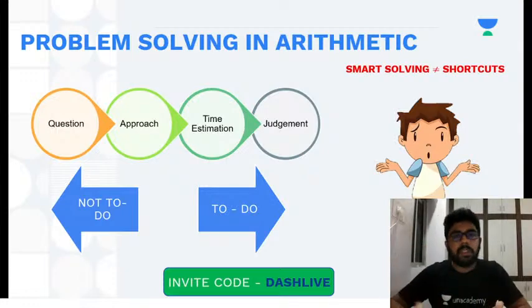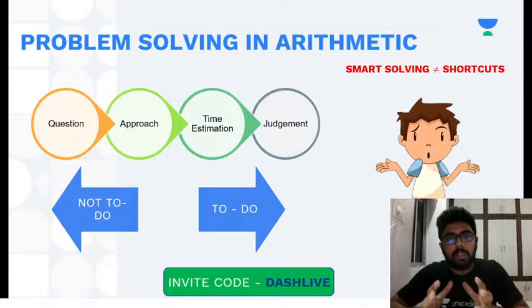Don't randomly jump in and start writing, given this, to find this. This is not an exam where you get step marking. That is not there. You have to get the answer, or you don't. So all these things you have to do in the first 20-30 seconds of reading the question and make that judgment whether I should go ahead and solve this question or not. This is a 30-second process max.